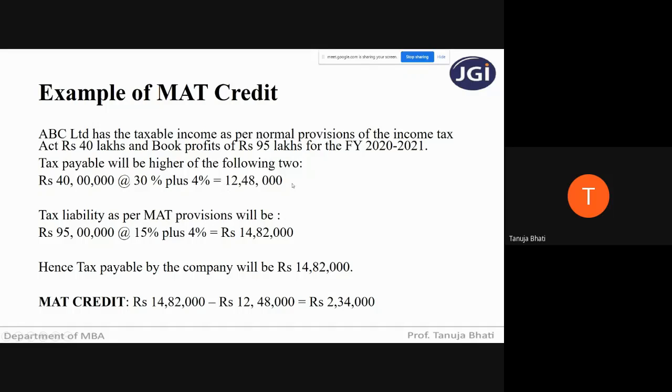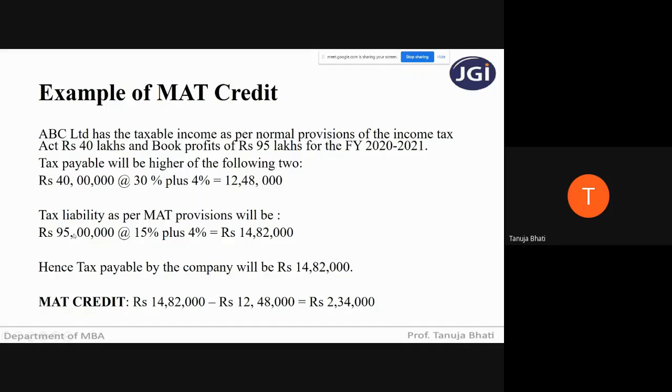So tax payable as per the normal provisions of income tax is 12,48,000. Now tax liability as per MAT provisions. What you have to take? Book profit is how much? 95 lakhs. So 95 lakhs into 15%, because as per MAT, how is the calculation? 15% of book profits plus you're going to add surcharge and cess if applicable.